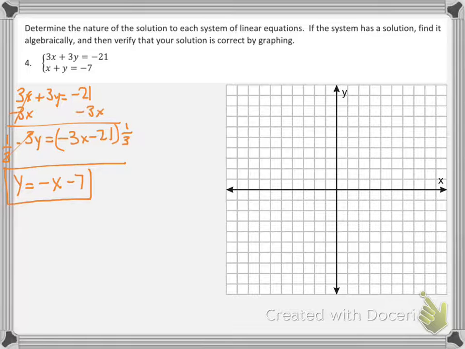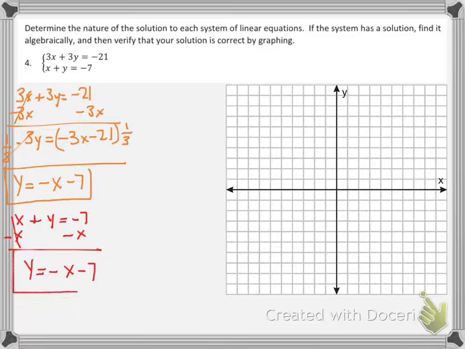And the second one, let's see what we get there. The second one is x plus y equals negative 7. And if I subtract x from both sides, that gives me y equals negative x minus 7. Same equation, same slope, same y-intercept, same line. These are the same lines, so it's infinitely many solutions.